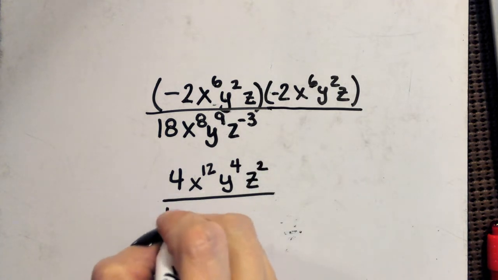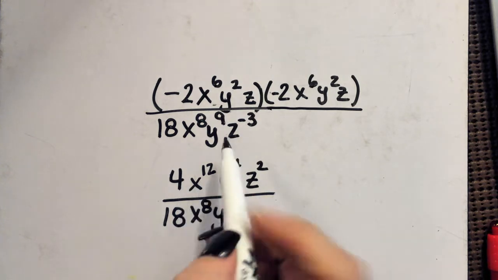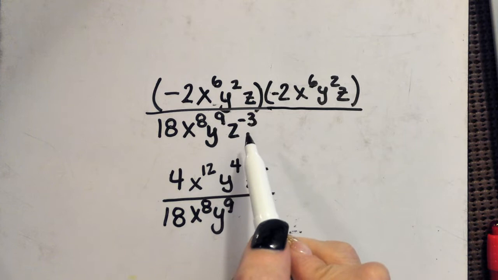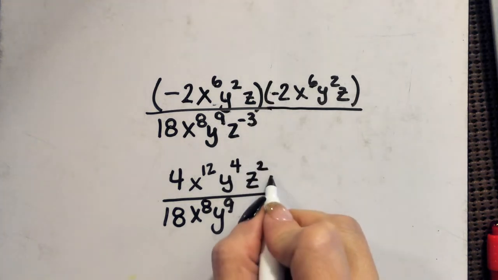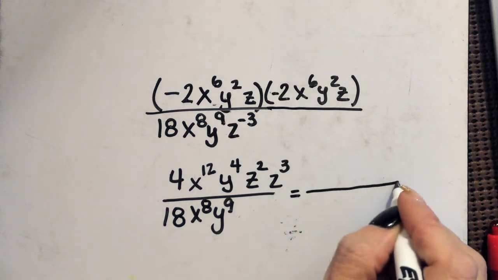Okay, on the bottom I've got 18, x to the 8th, y to the 9th, but z to the -3, it's just in the wrong spot, so I'm going to move it up and put z to the +3. All right, let's simplify this mess.